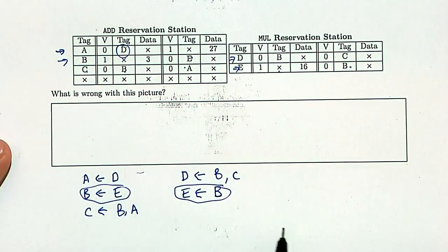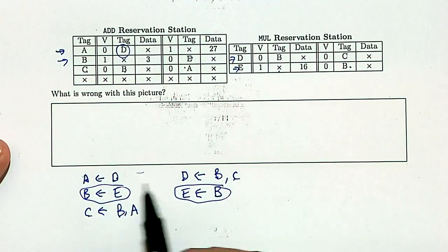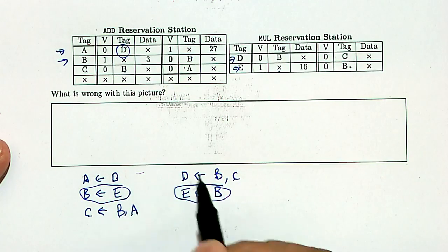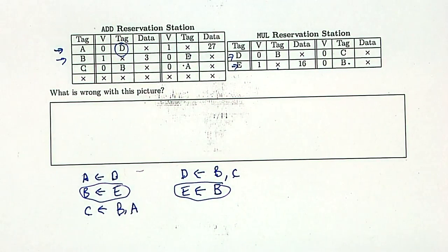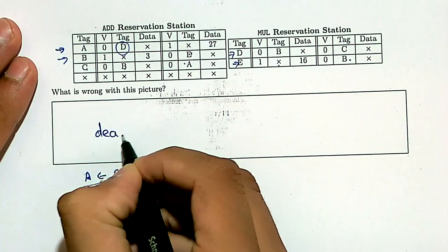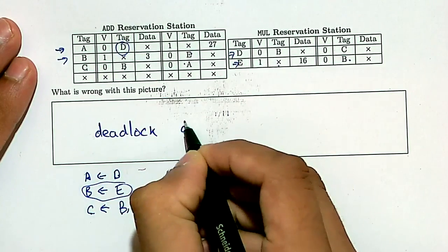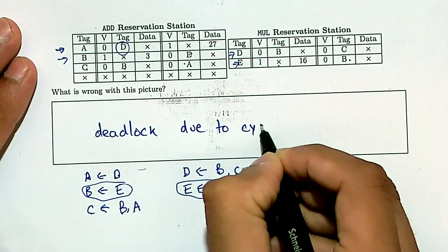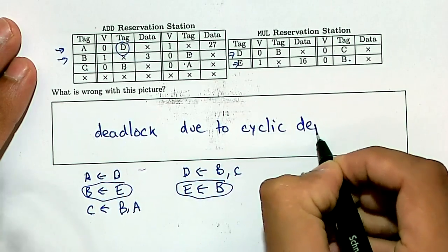If you look at the other instructions here, we have A that depends on D, but D in turn depends on B and C, but C depends on B and A. So again, we have a cyclic dependency between A, D, and B and C. So A, D, and C in this particular case. And so that's another dependency that's not ever going to be resolved, and so this processor will be stuck, right? So the problem here is deadlock due to cyclic dependency.